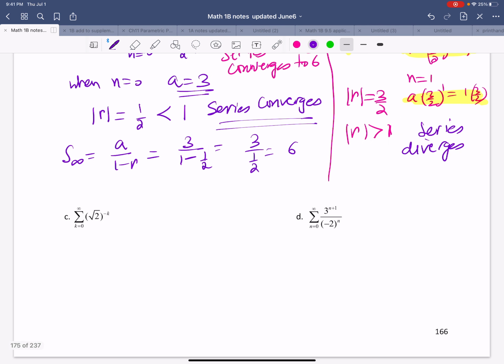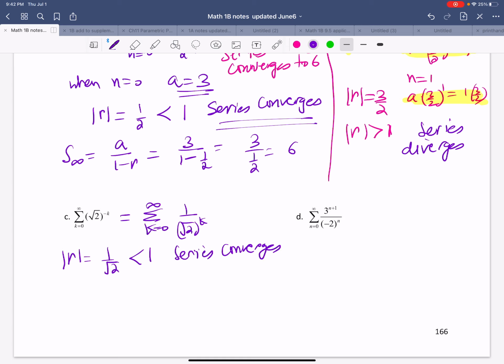Another example, square root of 2 raised to the kth power. Can I think of it as 1 over square root of 2 to the k power? That means each time I'm multiplying with 1 over the square root of 2. And what is my common ratio r here? That's 1 over root 2. And that is smaller than 1. That means the series converges. So if it converges, we want to find the sum of the infinite terms, which is going to be a over 1 minus r.